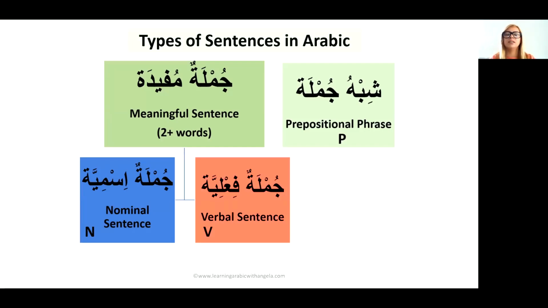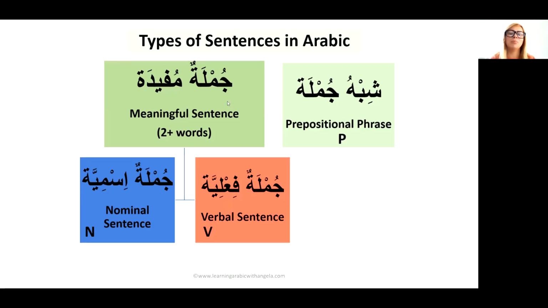Types of sentences in Arabic. So we have what we call a useful sentence or a meaningful sentence, جملة مفيدة, normally made up of 2+ words. Sometimes one word in Arabic has everything that you need, but generally speaking, شبه جملة, that means a prepositional phrase, just as in English when you say at the door, عند الباب, so on.